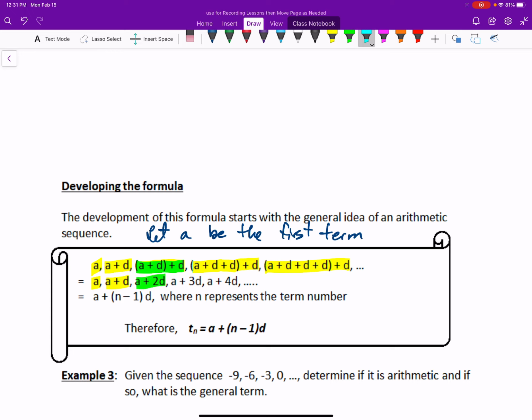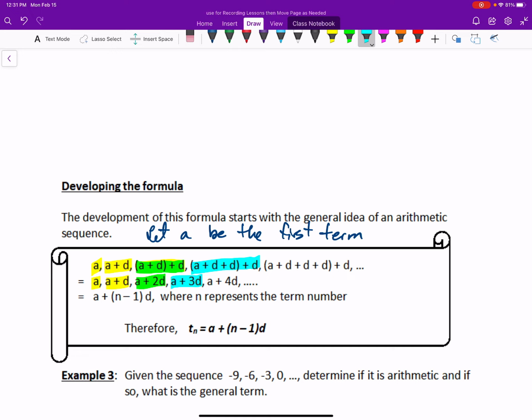And this next one here is A plus D plus D, do it in blue. A plus D plus D plus D would be A plus 3D, and so on, right? So we can see there's a pattern going on, and we can simplify it. It turns out that the first term is always A, and as far as the D's go, the D's don't start until the second term.